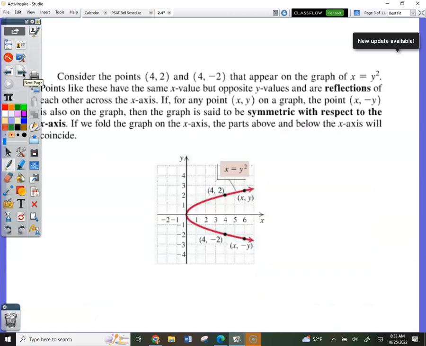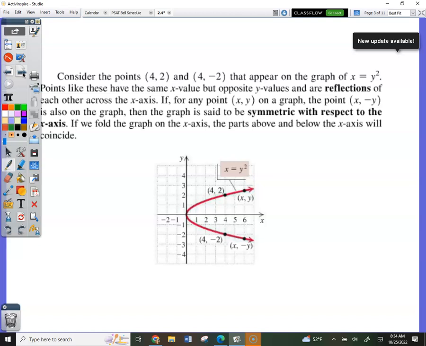Let's go to the next slide. Slide 3 of 11. Okay, look at this graph right here. This is a quadratic that has been turned on its side. That's because, if you look, we're used to y equals x squared. This is x equals y squared. It is the inverse equation.